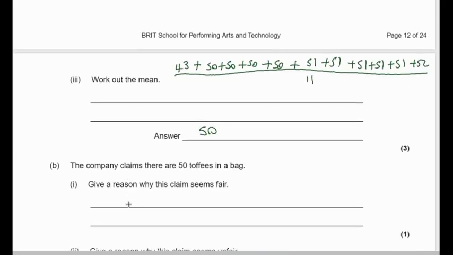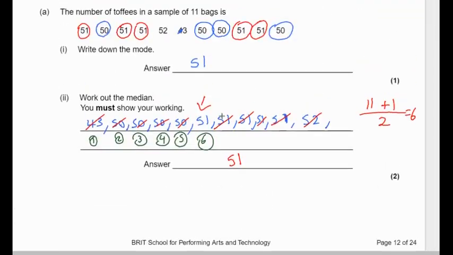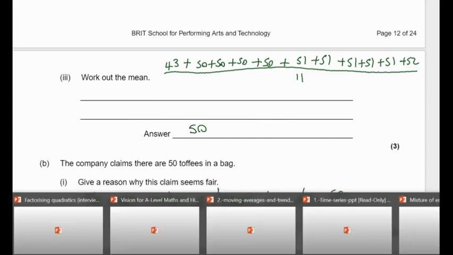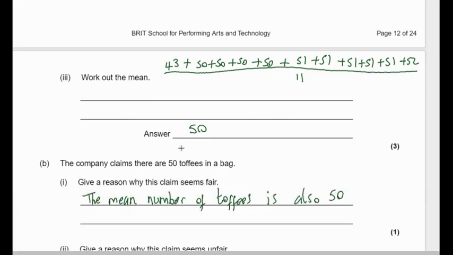Next question. The company claims there are 50 toffees in a bag. Give a reason why this claim seems fair. Okay. Well, this claim seems fair because the mean is 50, right? The mean number of toffees is also 50. That's why it seems fair. It seems fair to say that your mean is 50. Cool.